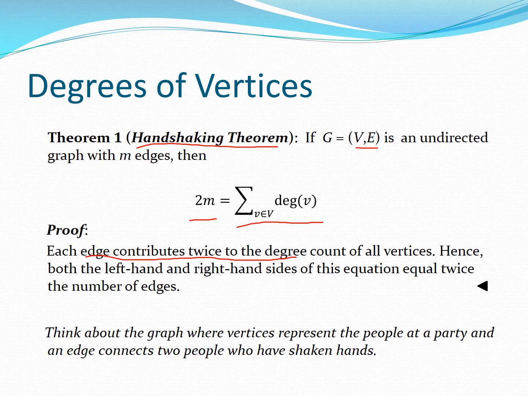It contributes to the degree of two different vertices every single time, and therefore the number of edges in a graph multiplied by 2 is going to give you the sum of the degrees of all the vertices within the given graph.